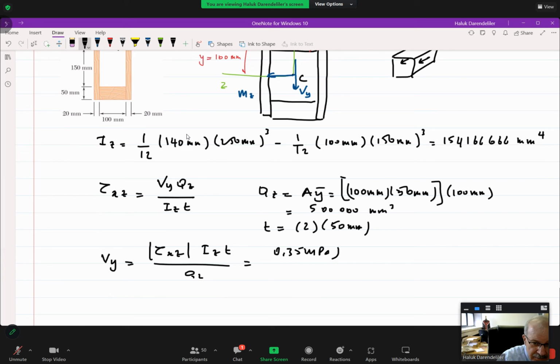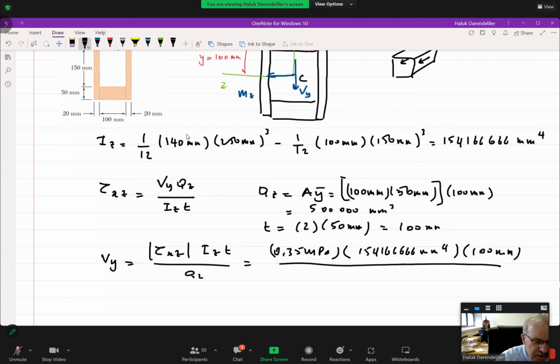Tau xz is 0.35 megapascals, given in the problem. And then Iz is equal to 154.6166666 millimeter to power 4. T is equal to 100 millimeters, let me write it here also. And then Qz, as we have already calculated, is equal to 500,000. Now, if you calculate this, what you get is the following. It should be 10,792 newtons at most.